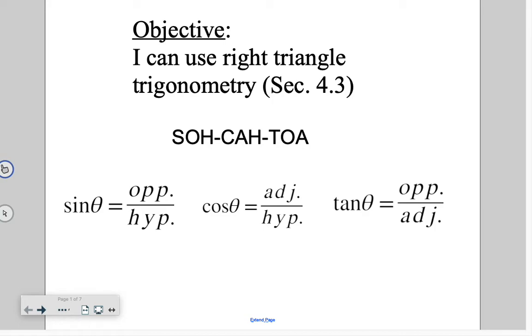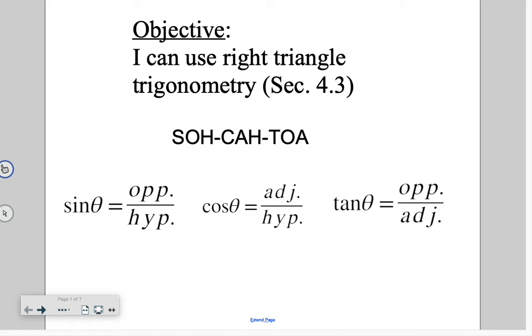The sine of an angle is the ratio of the opposite leg to the hypotenuse. That's your sine ratio, the SO part. Cosine of theta is the ratio of adjacent leg to hypotenuse. That's the CAH part of SOHCAHTOA. And the last portion, opposite leg over adjacent leg. Anytime you're using the two legs, you're dealing with a tangent problem.